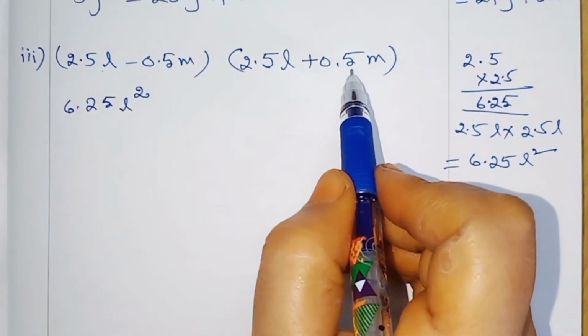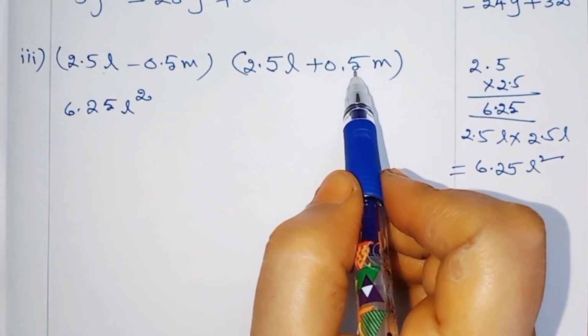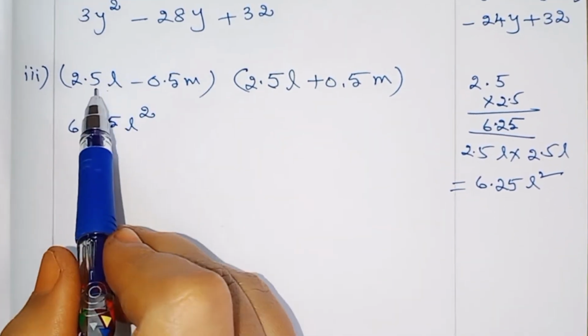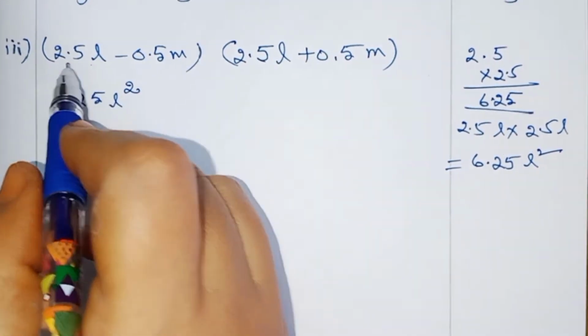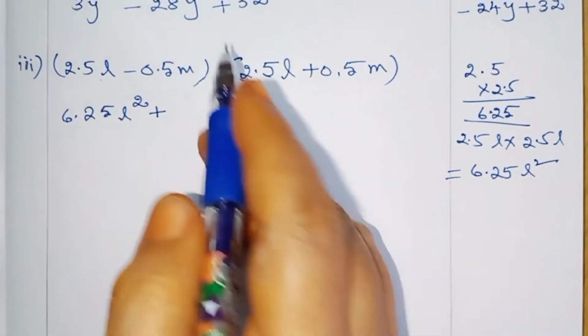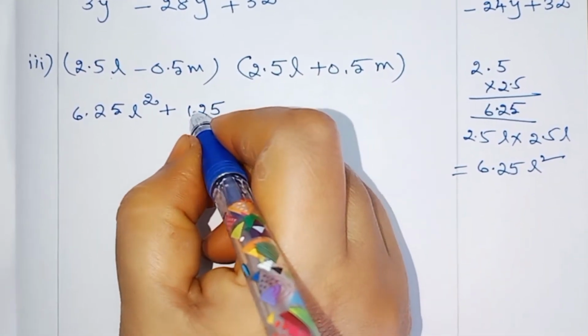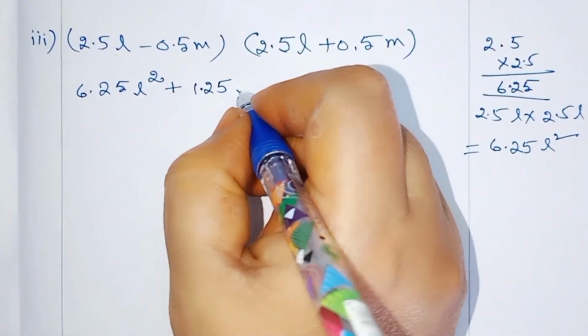Now multiply this number. 2.5L into 0.5M. 25 5s are 125. So here after the decimal point one number, after the decimal point one number. The point will move after two numbers. You have to keep the point after two numbers. L into M is LM.